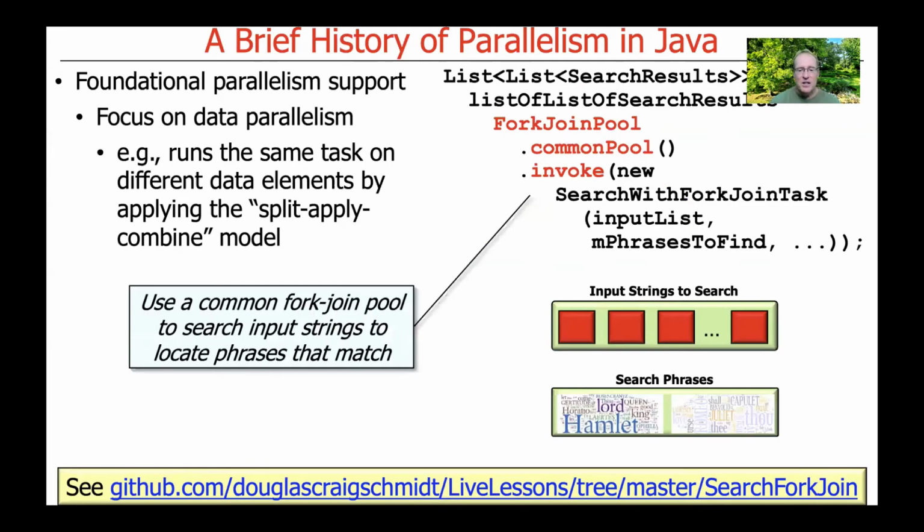Here's a very simple example. This is an example that uses a common fork join pool to search the complete works of Shakespeare to find famous phrases by the bard. So things like, neither a borrower nor a lender be, or my horse, my kingdom for a horse. So it goes and it looks in the complete works of Shakespeare in parallel using the fork join pool in order to identify whether there are matches there or not.